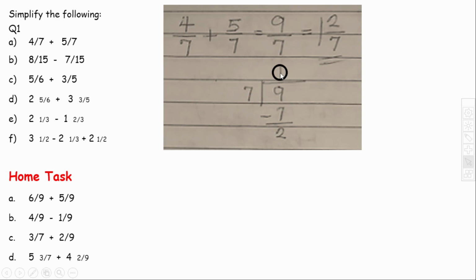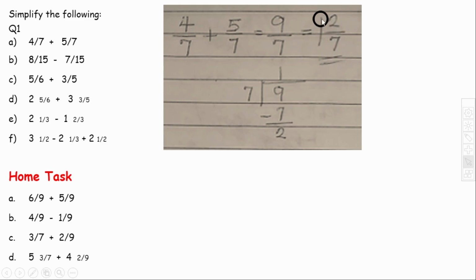So 7 times 1 is what? 7. You write the 7 here, underneath the 9. Then you now say 9 minus 7 is what? 2. That 2 is the remainder. So from here, you now write out the mixed number or the mixed fraction. So the one on top here is the whole number, 1. The one here is the remainder. The remainder, you write it here, 2 all over 7. This 7 that you saw, you write it here.